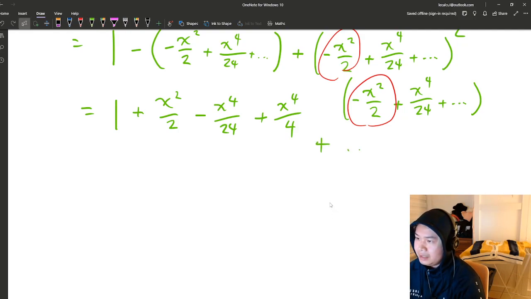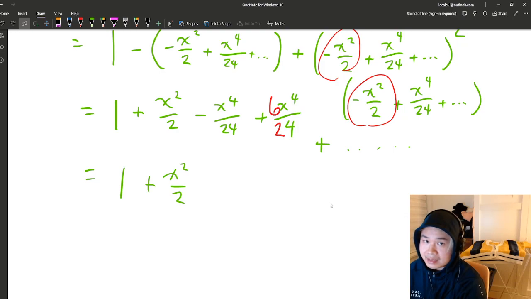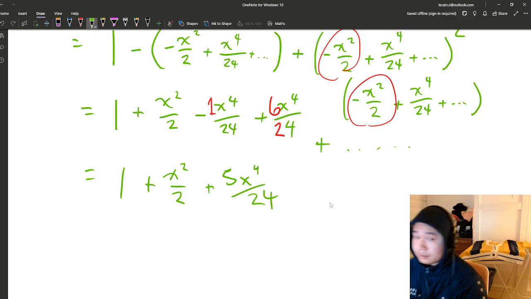And then plus dot dot dot. 1 plus x squared over 2. And then if I want to make this one term, I'm going to make this 24 by multiplying this by 6 on the top and the bottom. And then if I'm subtracting 1, there we go. This is how you get your 5.